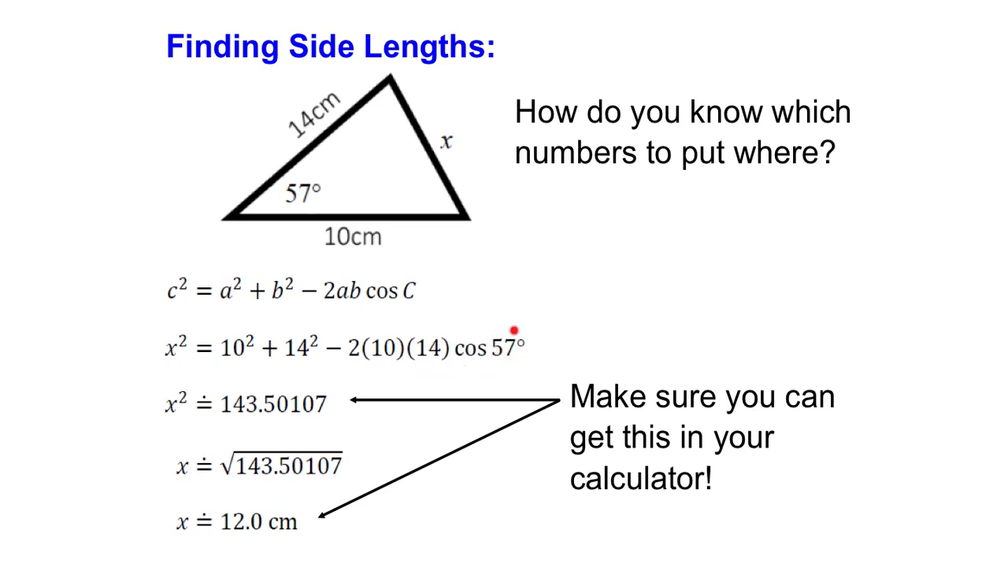When you type this whole thing in your calculator, you should be getting this answer. Remember, that's what x squared is equal to, so if you want to find what x is, you have to take the square root, and you should end up with approximately 12 centimeters.